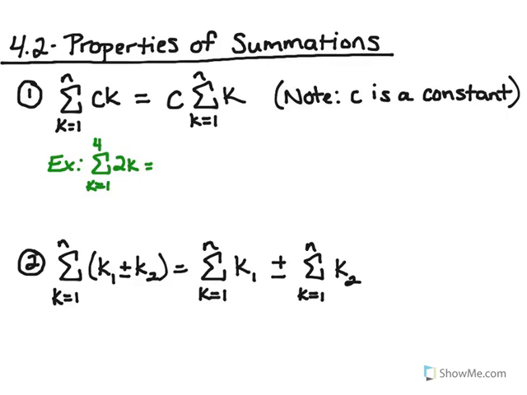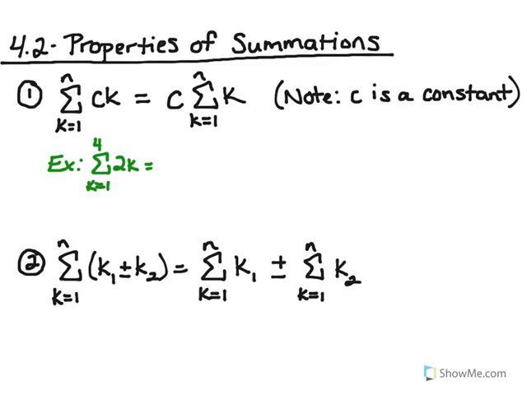Now we're going to take a look at some properties of summations to see how we can make the summation process a little bit easier to do. So the first two are written right here. And it says, when I have a summation from k going from 1 to any integer n, if I have a constant c times my variable k, I can pull that constant out in front. So I can factor out the c.